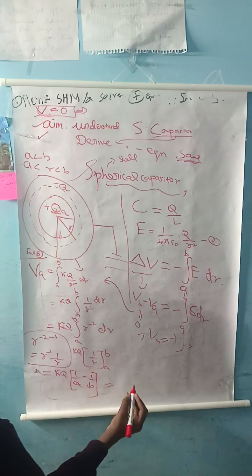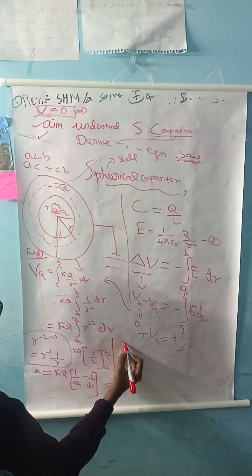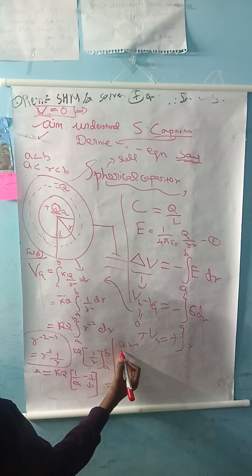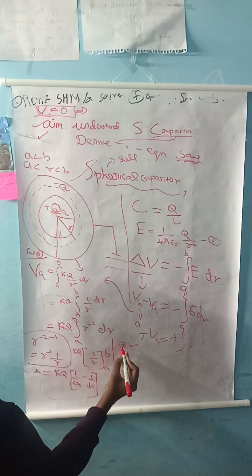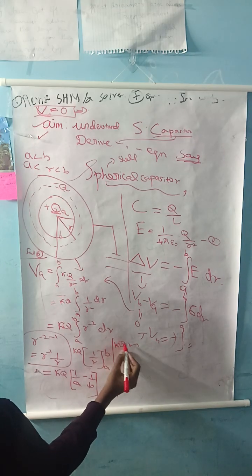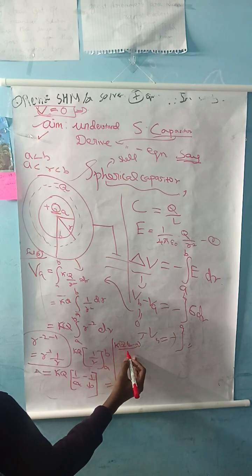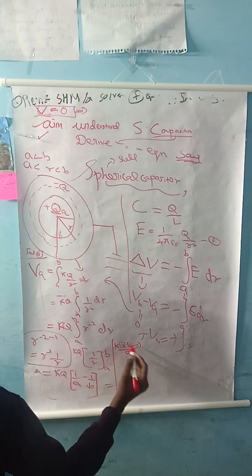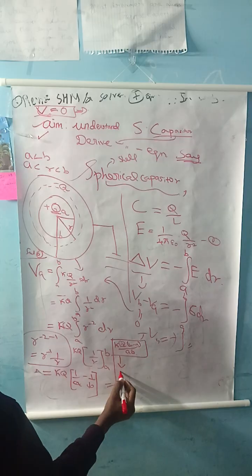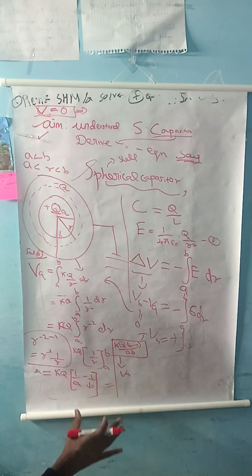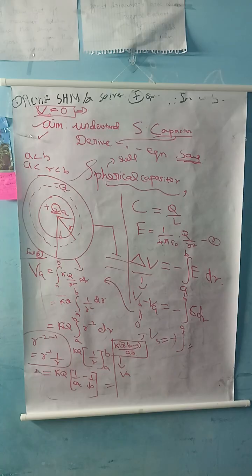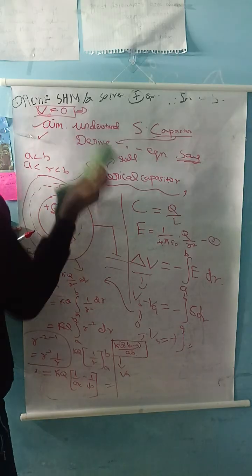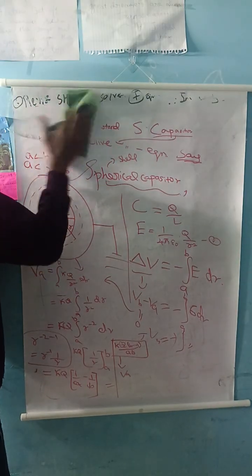Now when I simplify, we get kq times (b minus a) divided by ab. What is this? This is V. Now we got all of these things. The main aim is to find the capacitance value, right? Let's find it. We have V and all such things.